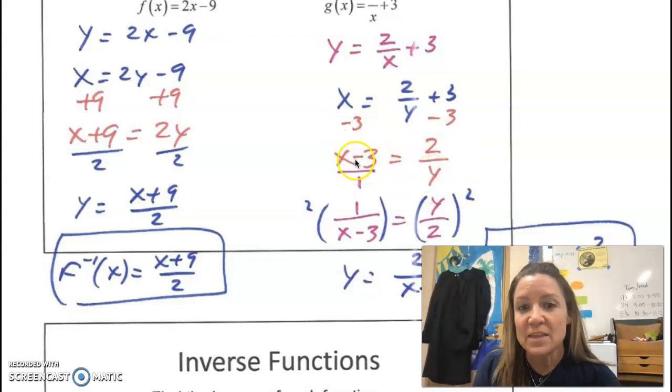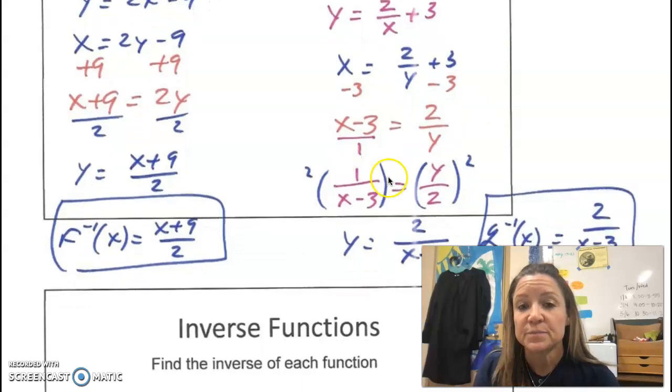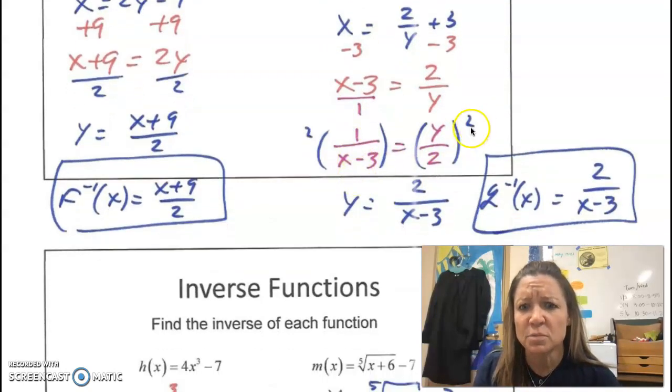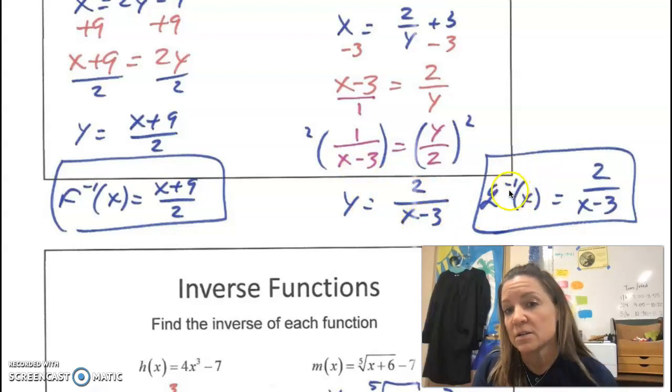And make that x minus 3 into a fraction by putting 1 in the denominator, and then I do the cross product. And then I multiply both sides by 2. And when you multiply both sides by 2, you get y equals 2 over x minus 3. Then you just swap it back to function notation and take the inverse of the g of x.